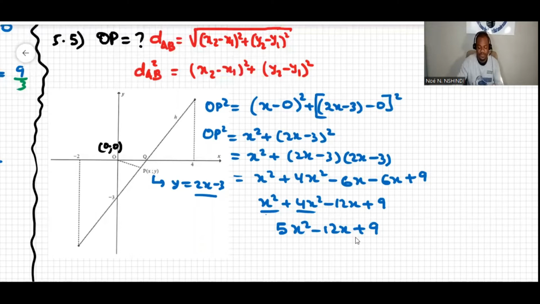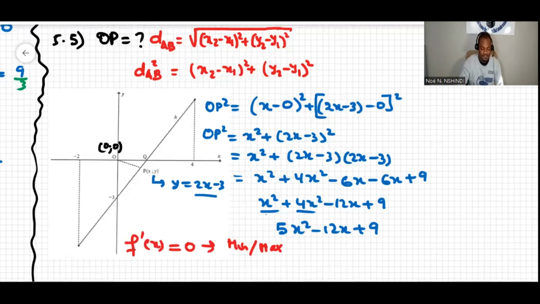The derivative of this function, if it is set equal to 0, will determine the minimum or the maximum. So in this case, we want the minimum. I want to write f prime of x equal to 0 determines the min or the max. In this case, we will have the minimum.